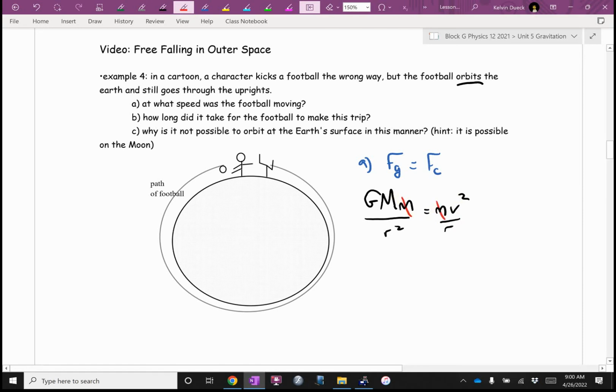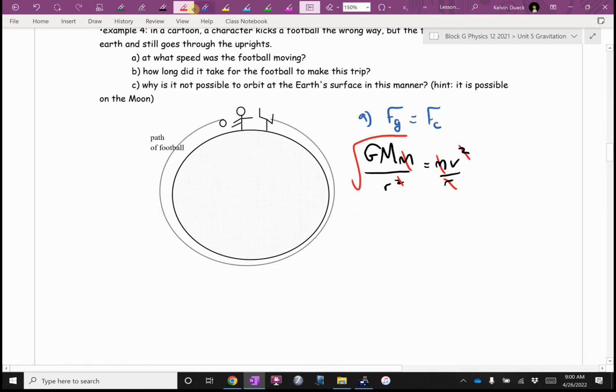Mass cancels, that's kind of nice. Does an R cancel here? An R does cancel here, and in fact, I can square root. This is the orbital speed equation that we wrote on the previous page. So we get this. V orb equals the square root of big G, big M, over R.